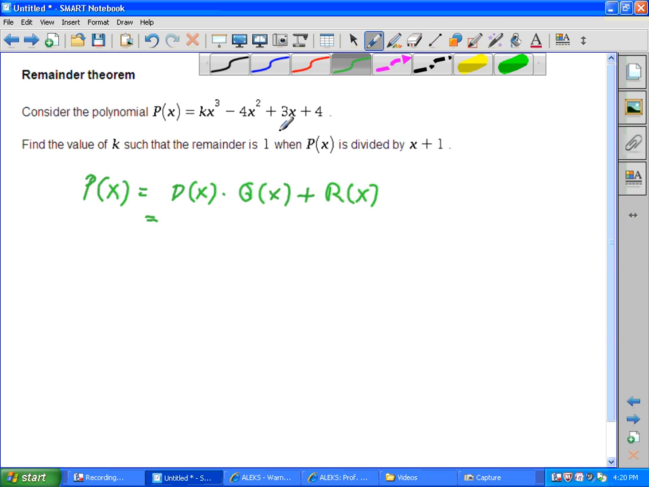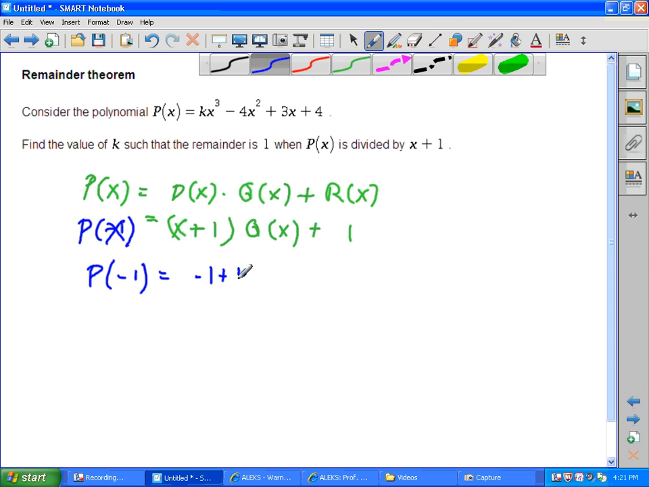And let me just show you this real quick. Since the divisor is x plus 1 and the remainder is 1, doesn't that mean that p of negative 1 equals negative 1 plus 1 times q of negative 1, plus 1, and this is 0? Doesn't that mean p of negative 1 is 1?